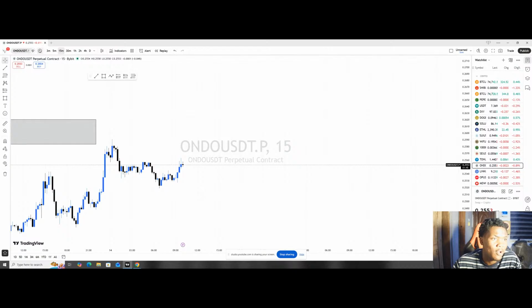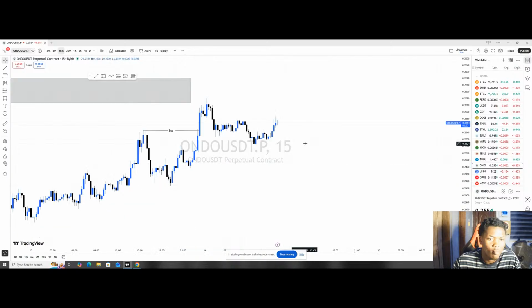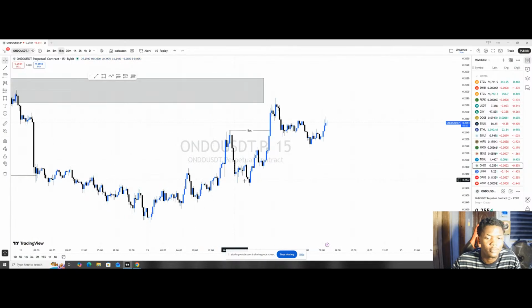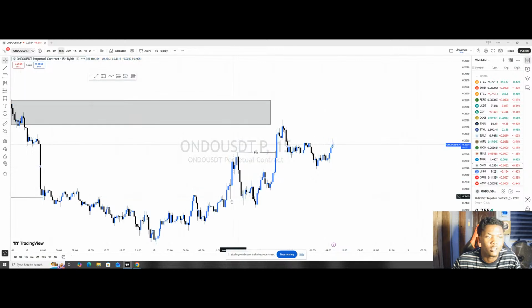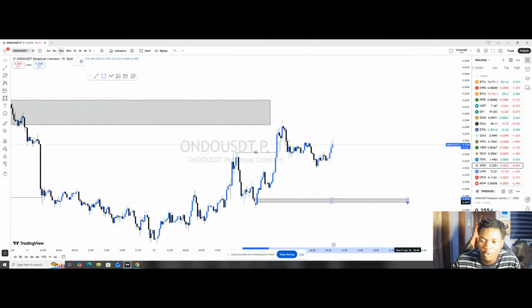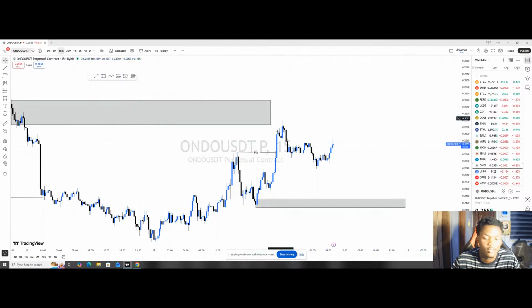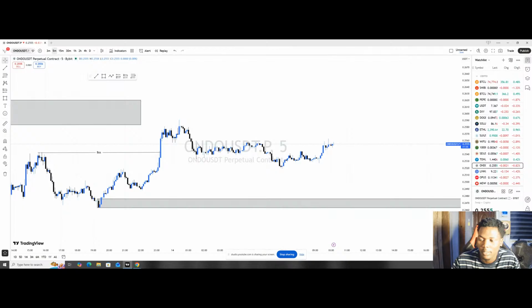So we have our break. Market on the 15 minutes is bullish. You can actually pick your buy from here. So market is bullish, so I'm looking to sell this pullback. I'm looking to take a sell on this pullback. So let me show you guys. Let me go to the 5 minutes time frame.